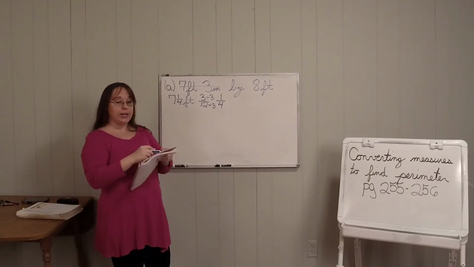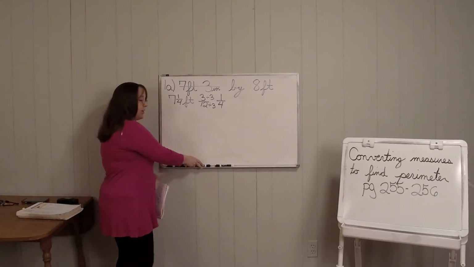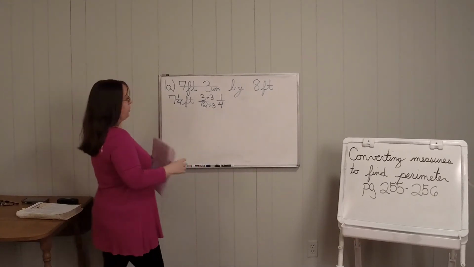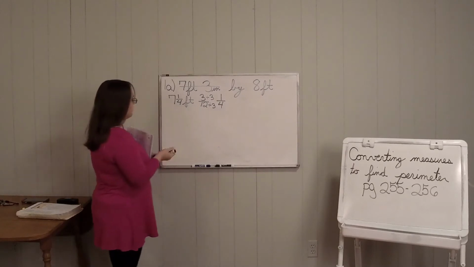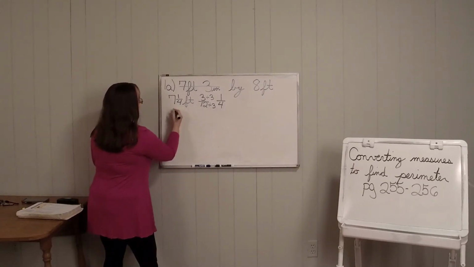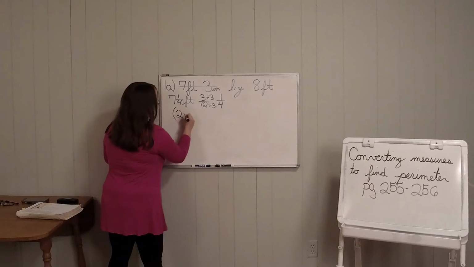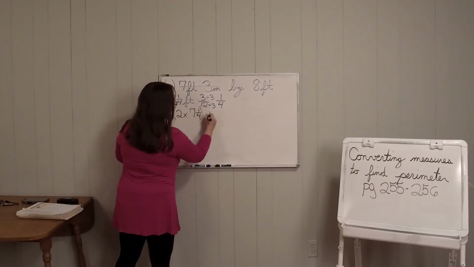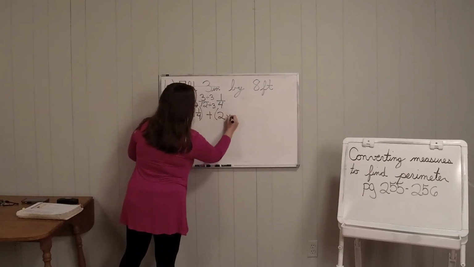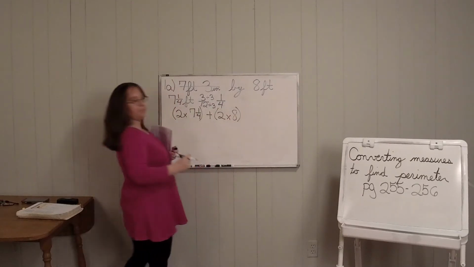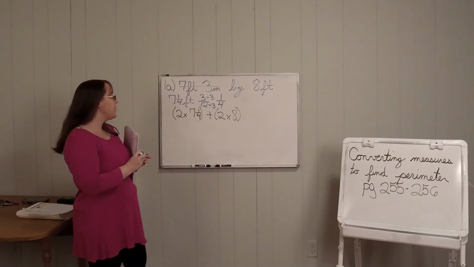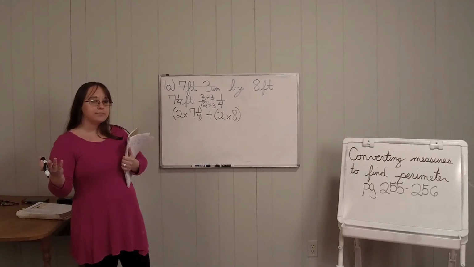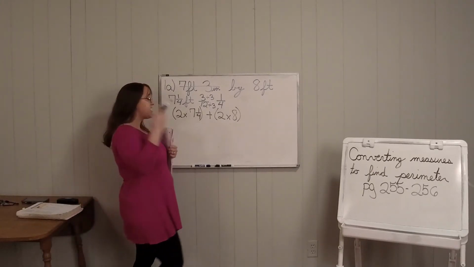Now we can do our equation. Perimeter equals 2 times L plus 2 times W, okay? So we would have 2 times 7 1/4 plus 2 times 8. Okay? Well, let's do the 2 times 8 first. What's 2 times 8? That's right, it is 16.